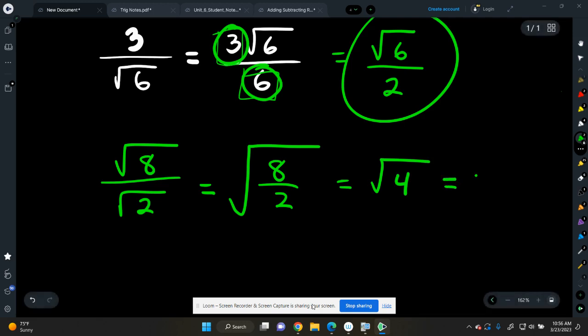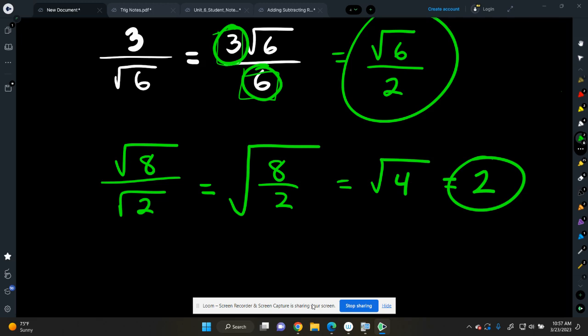No, because what's the square root of 4? 2. Okay. If they're both inside, we can reduce them.